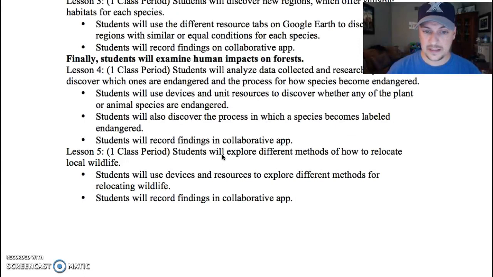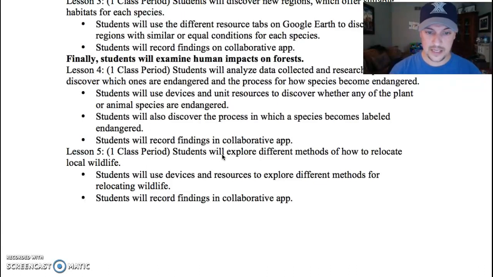Finally, they're going to go ahead and examine the human impacts on the forest. So during this class period, they're going to analyze the collected data and researched species to discover which ones are endangered. And I provided a bunch of resources that they can use for that as well, as far as the World Wildlife Foundation, U.S. Wildlife Services, U.S. Fish and Wildlife, stuff like that.